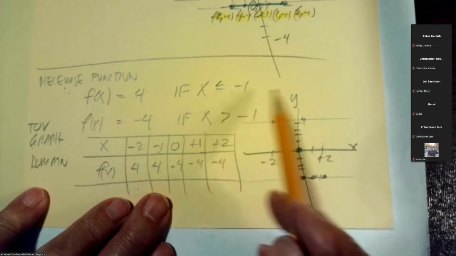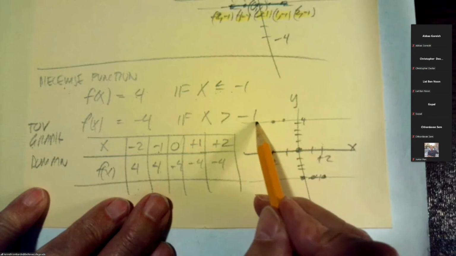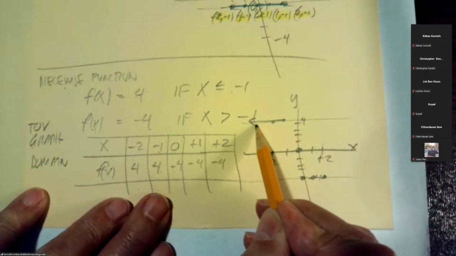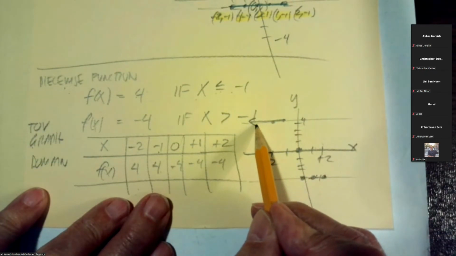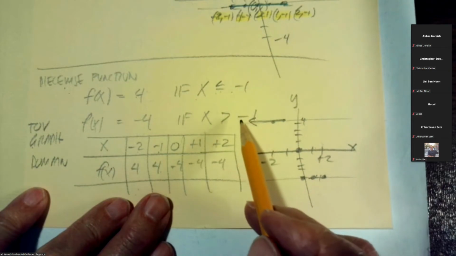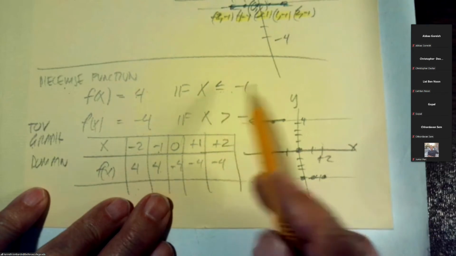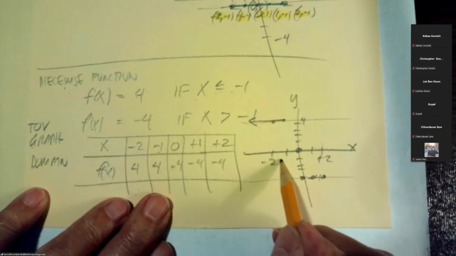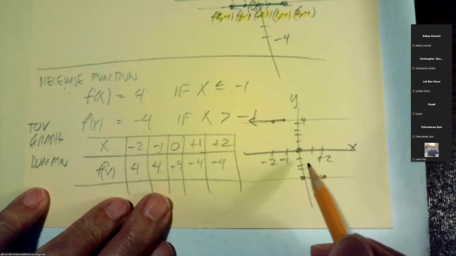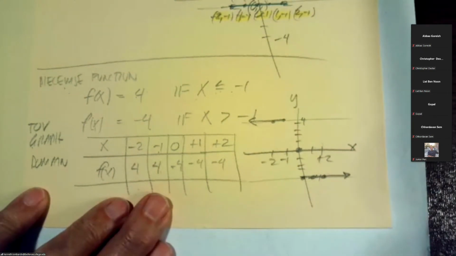X is less than or equal to -1. So here's -1. So it looks like it's going to go that direction. If it's less than or equal to -1, there's -1. And if it's the other, we're down here, so it looks like it's that direction. Is that what we need? Is that it?